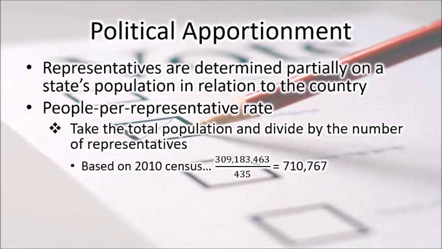So let's start off with the process. The first thing that we need to do in order to figure out how many representatives each state gets is find what we call the people per representative rate. There are always 435 members in the House. And so what we do is we take the entire population of the United States. In 2010, that population was a little over 309 million people.